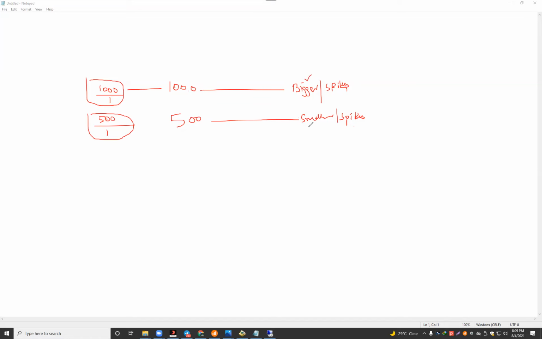In the 500, you will get the small spikes. A big spike, big profit, right? Yes. And small spike, small profit.